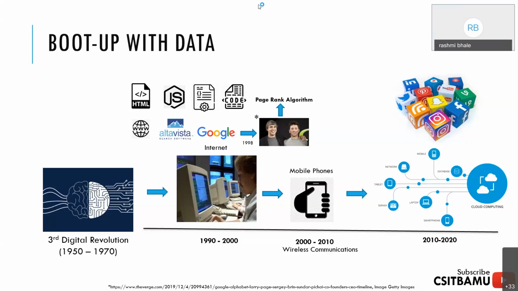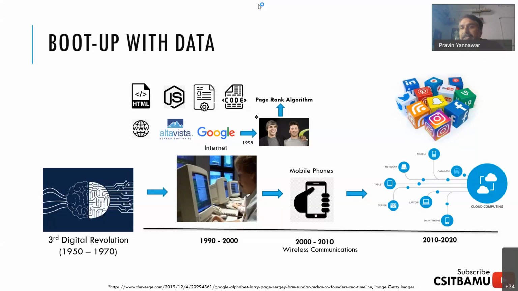If you look at our third digital revolution, it started in the 1950s to 1970s. Later, in the 1990s to 2000, we were introduced to personal computing. Then we got the internet. Google came into existence in 1998. Then the entire trend shifted. Now Google is not only a searching company, but it has become a data analytics company too. And it rose on a very great scale in 2000 to 2010.